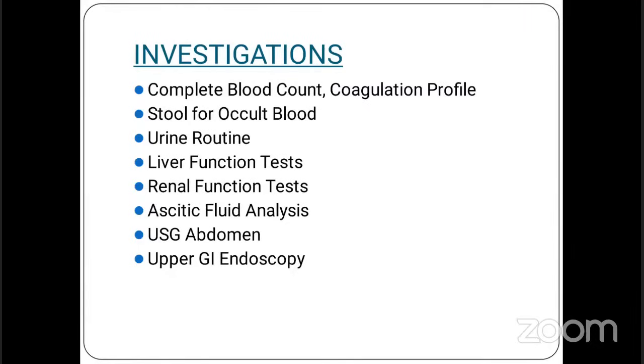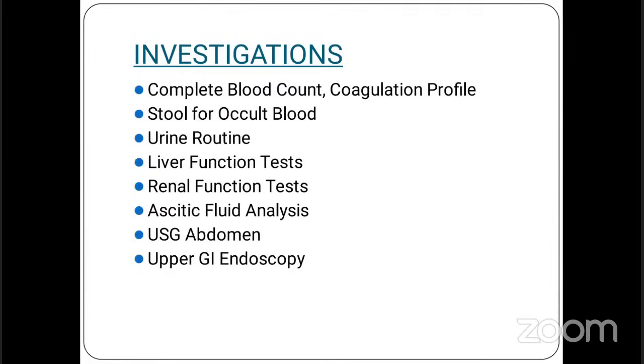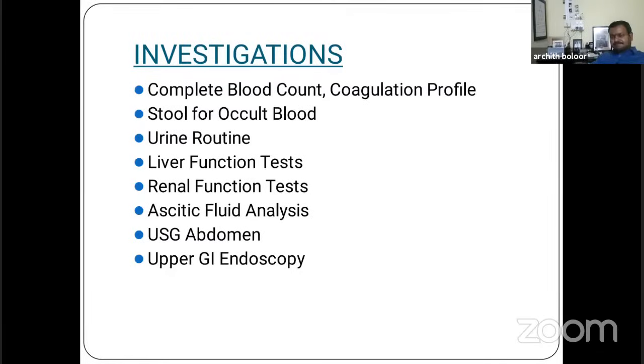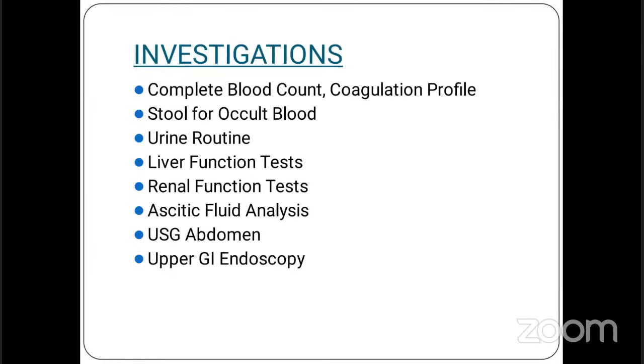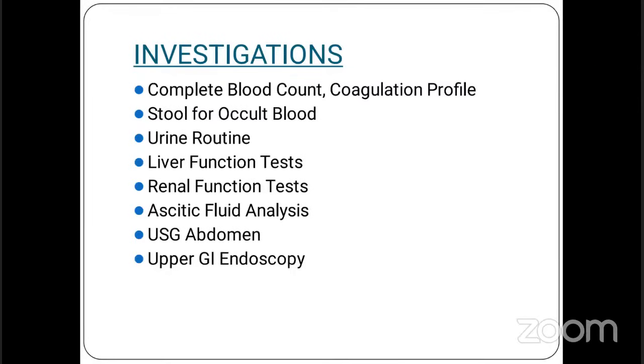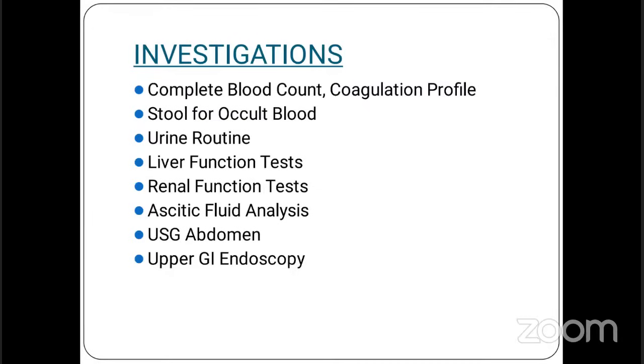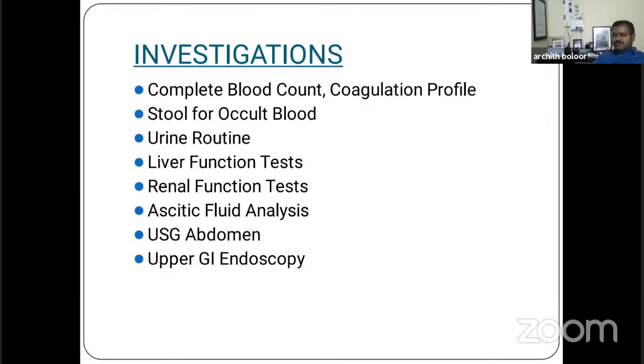Yes, sir, to see for the protein and SAG. Okay, what is SAG? Serum albumin ascitic gradient. Based on that, you classify it as high SAG and low SAG. If it is more than 1.1, it is high SAG, and that is suggestive of portal hypertension.